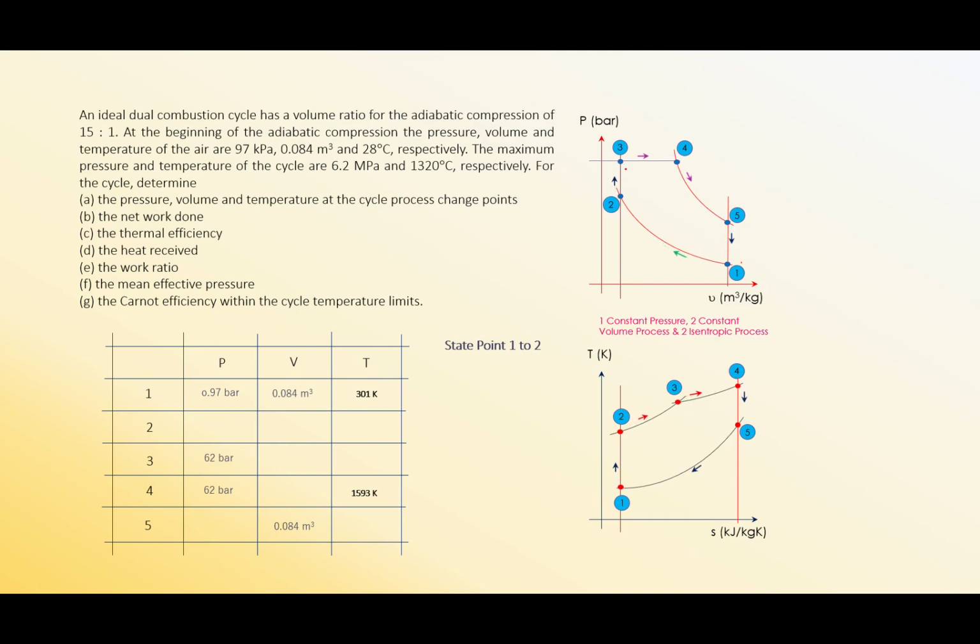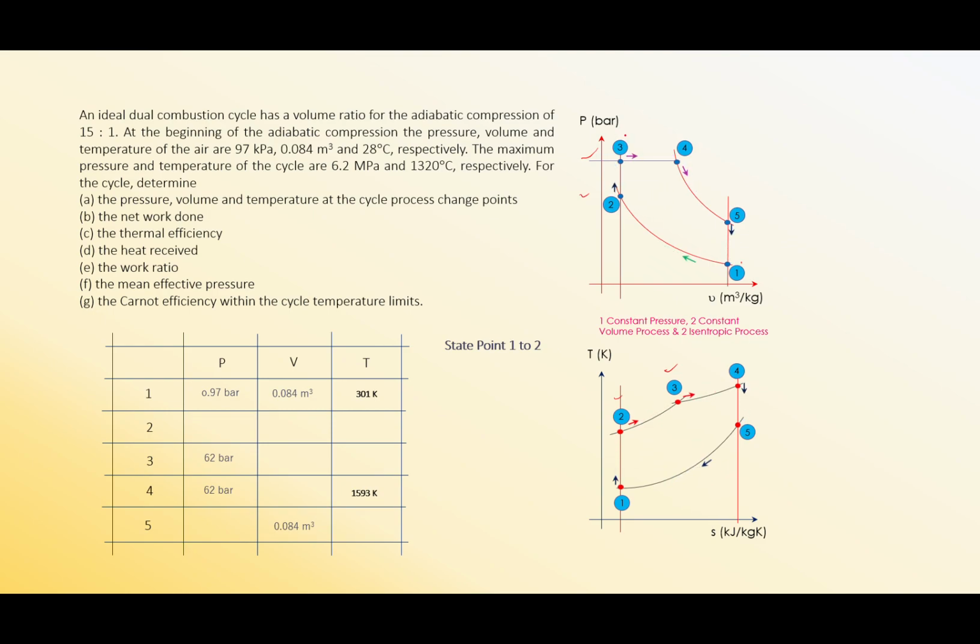Then from point 2 to 3, you have your constant volume process, which is constant volume heat addition. As you look at the PV and TS diagram at the same time, you can see 2 to 3 on the TS diagram shows an increase in entropy. Referring to the PV diagram, it is a constant volume process, so we call it the constant volume heat addition.